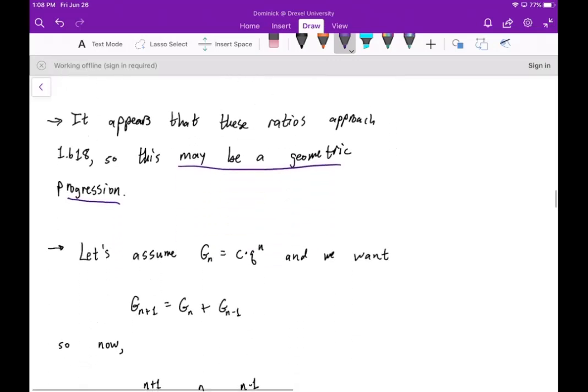So we're going to assume that g sub n is c times q to the n, right? So we're going to let g sub n be a possible formula for the Fibonacci numbers.